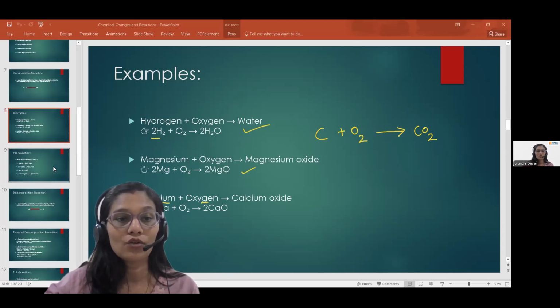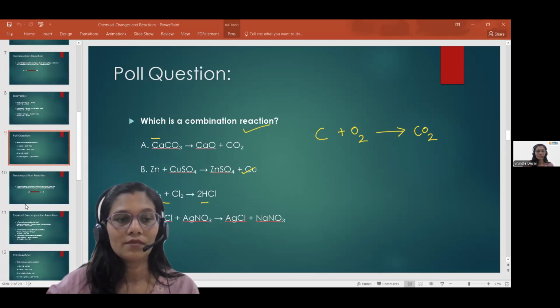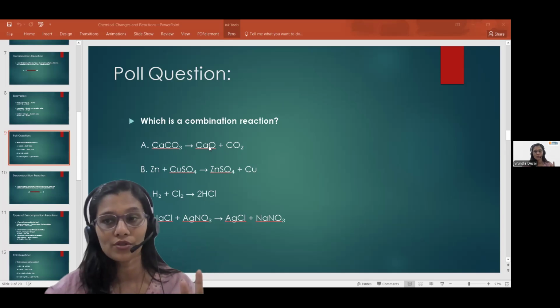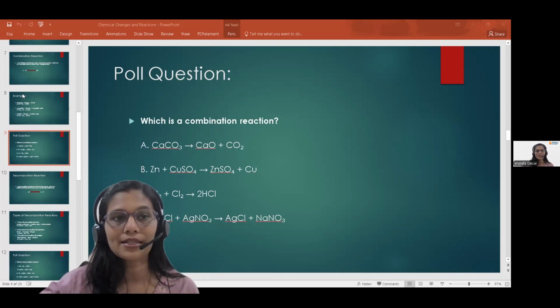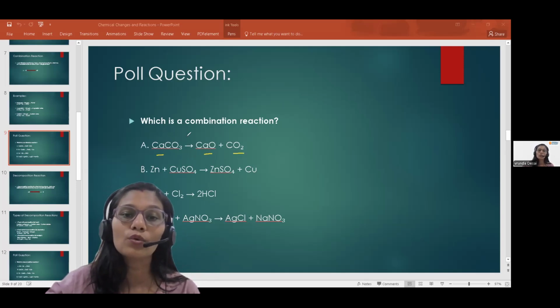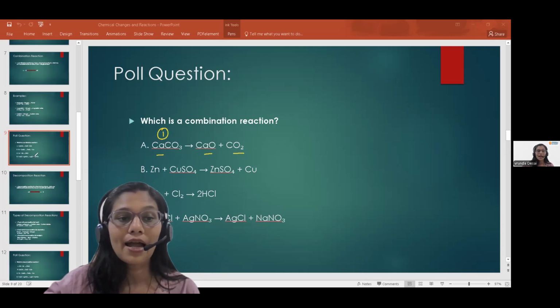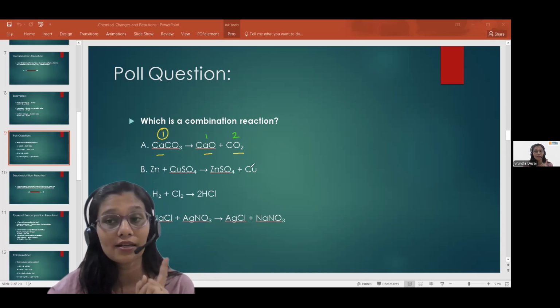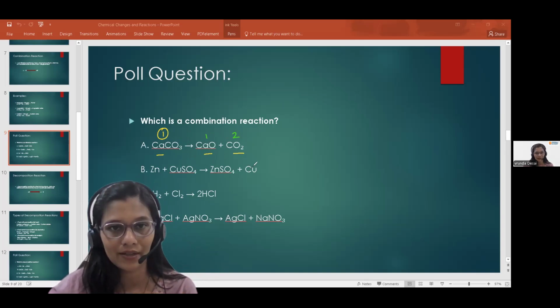Okay, so let's see a question based on this. Which one is a combination reaction over here? So you have four options over here. In the first one, we can see CaCO3, that is calcium carbonate, is giving calcium oxide and carbon dioxide. Right. So in option A, we can see there is only one reactant and there are two products. But in combination reaction, we have seen that we will be getting a single product and there will be more than one reactant. So this cannot be the combination reaction.